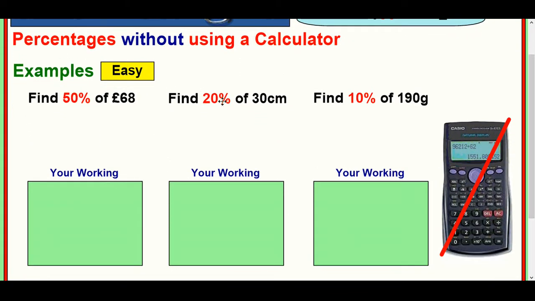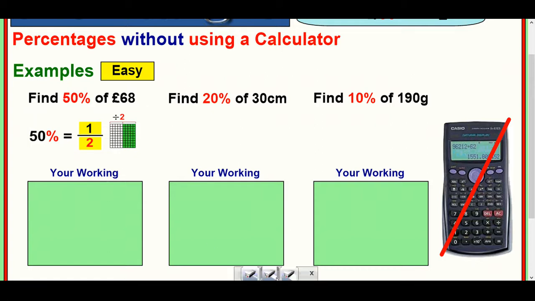So 50%, 20%, 10%, and so on. If I'm asked to find 50% of £68, the first thing I have to think about is what 50% is as a fraction. That's an easy one. It's a half. We know it's 50 out of 100. And to work out a half, we should know that you divide by 2.